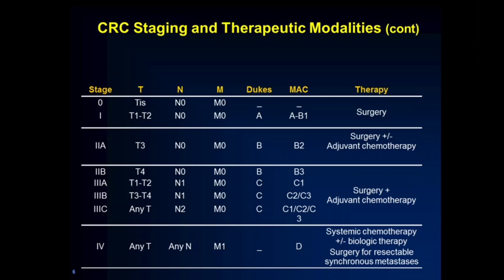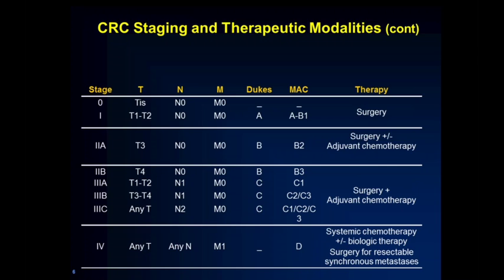Stage 2 is really separated into stage 2A as a subset, and T3 is where it invades into the muscle layer, and there's no lymph nodes involved. In stage 2 disease, the treatment is surgery, and we'll discuss the possibility of adjuvant chemotherapy if there are any poor risk features. But generally speaking, surgery is the mainstay, and the cure rate is approximately 85%.